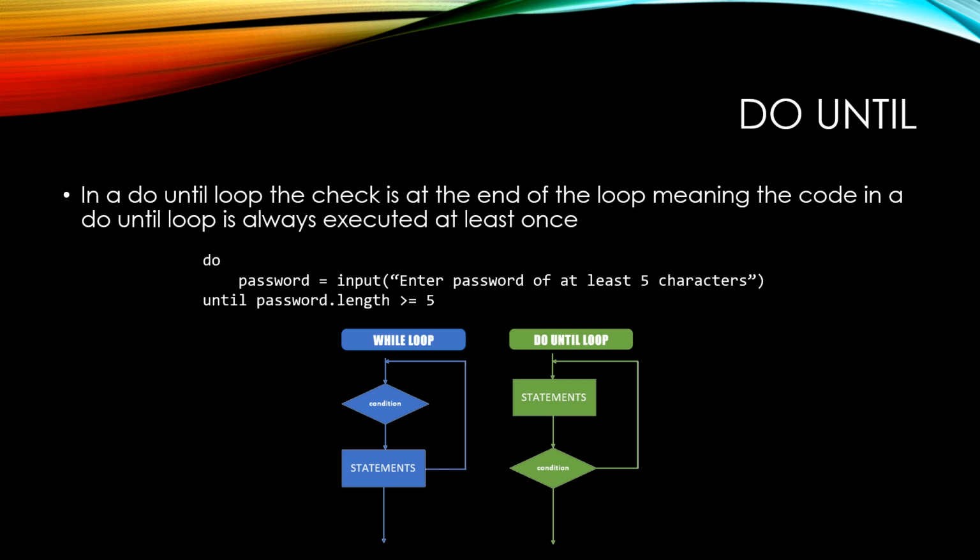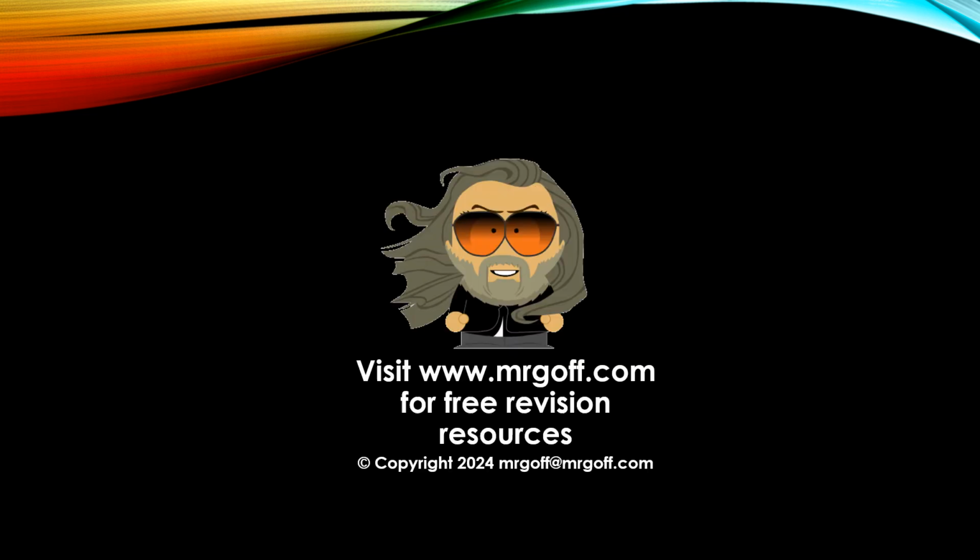In the example here, the user would be requested to input their password. If they didn't enter a password that was at least 5 characters in length, then they would be requested to do it again, and this would keep happening until eventually they entered a password that was 5 characters or more in length. That brings us to the end of this video on the programming construct iteration.